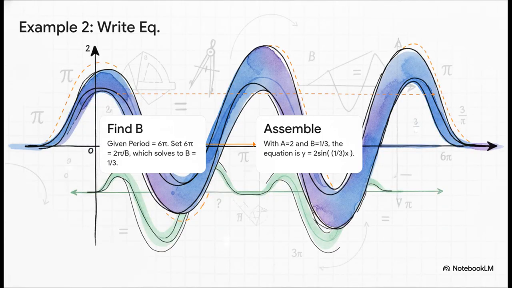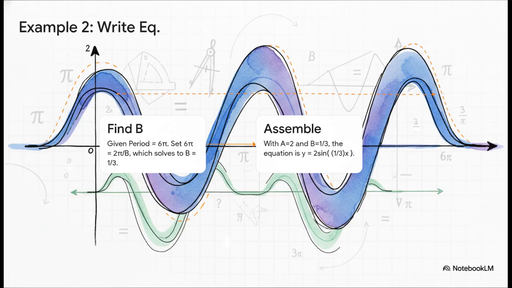Okay, let's switch it up. This time we're working backwards. We want to build a sine wave that has an amplitude of 2 and a period of 6 pi. Well, the amplitude part is a piece of cake. That's just our a, so a equals 2. But for the period, we have to do a little work to find b.